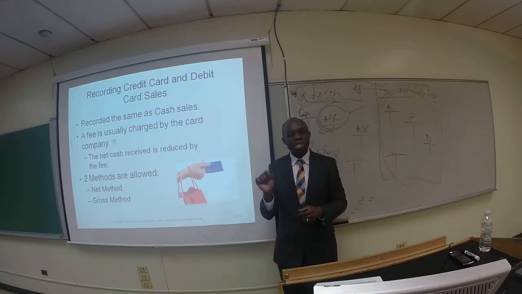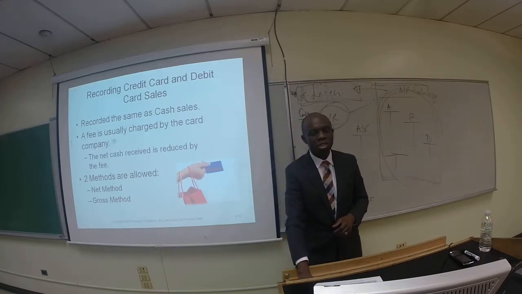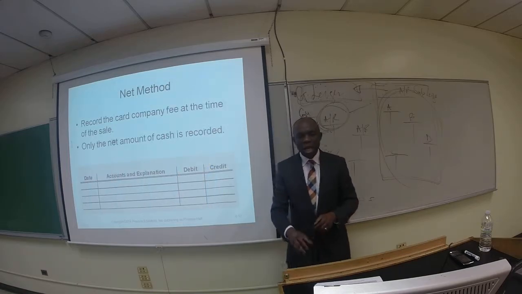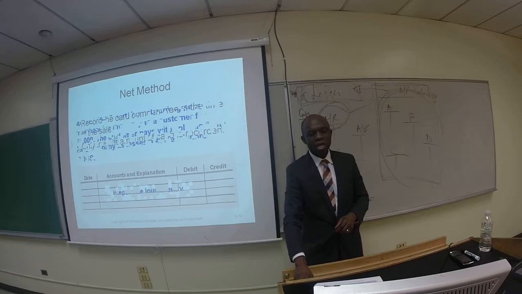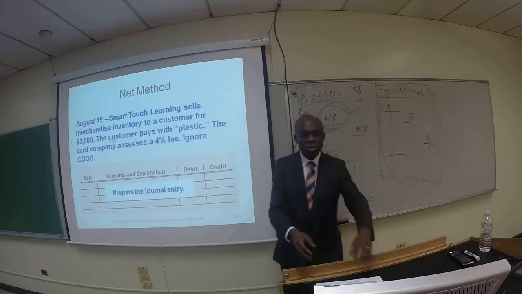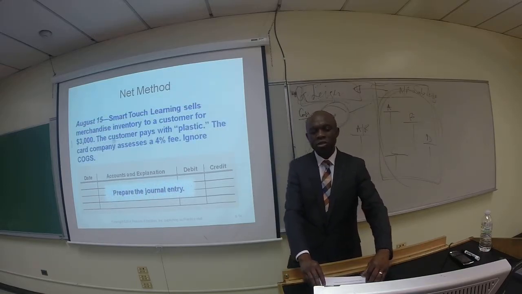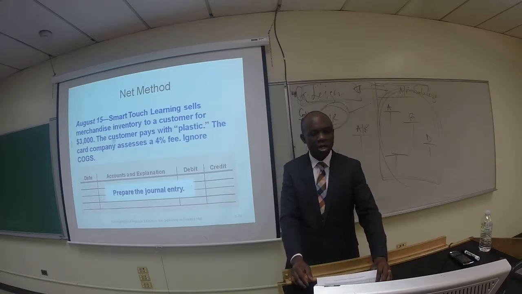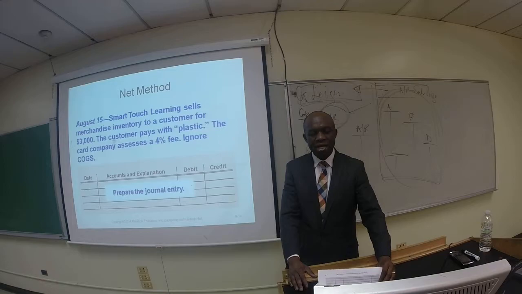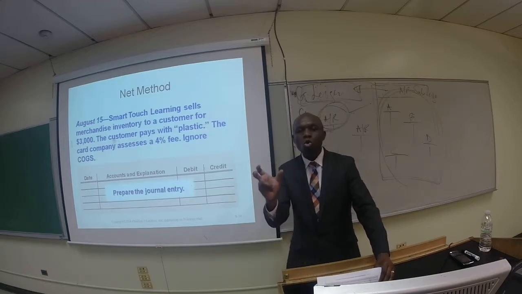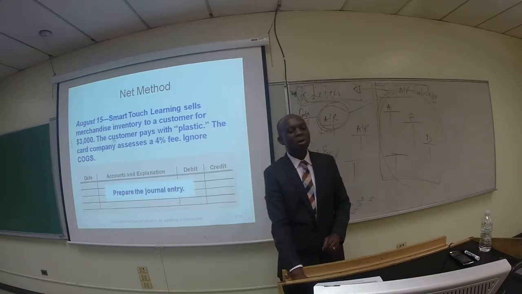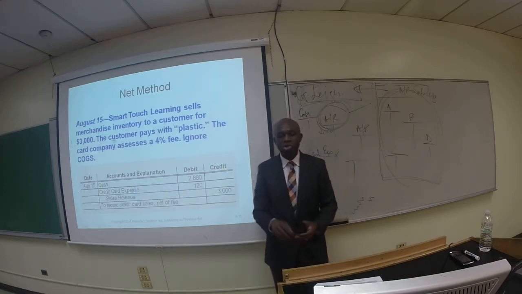The number one method is the net method, and the number two method is the gross method. So let's take a look at how the net method works. Here is an example. Smart Touch Learning sells merchandise inventory to a customer for $3,000. The customer pays with plastic, that's credit card, and the credit card company assesses a 4% fee. Who is paying the fee? That is the retailer.